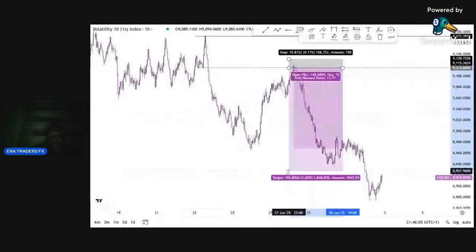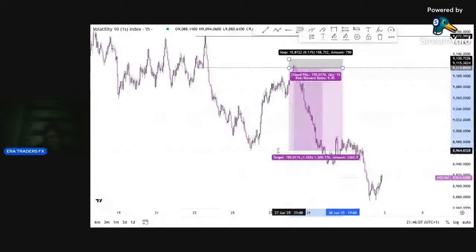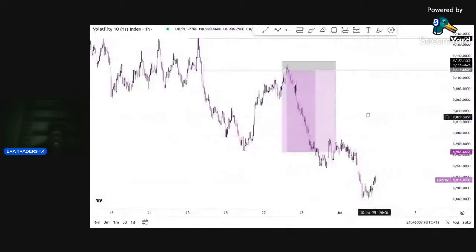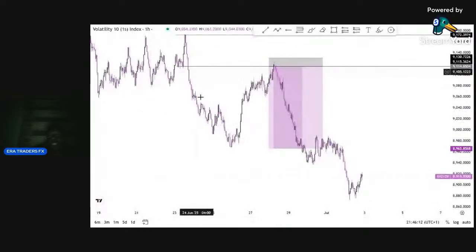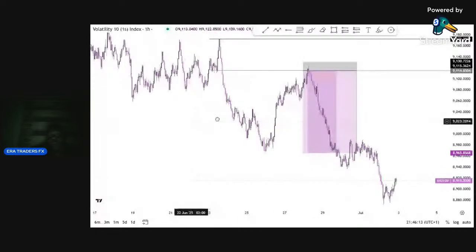If you want to learn this concept, you can DM me, because this is a liquidity engineering flip. I've back tested this and I've seen this work most of the time.